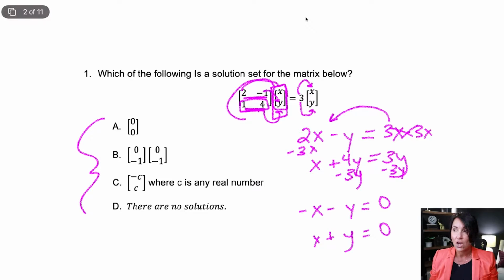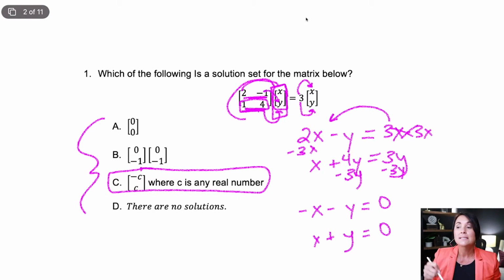Now, in this case, notice how this works out. I have a negative x minus y equals 0, and I have an x plus y equals 0. These mean the same thing. Negative x minus y is really x plus y.